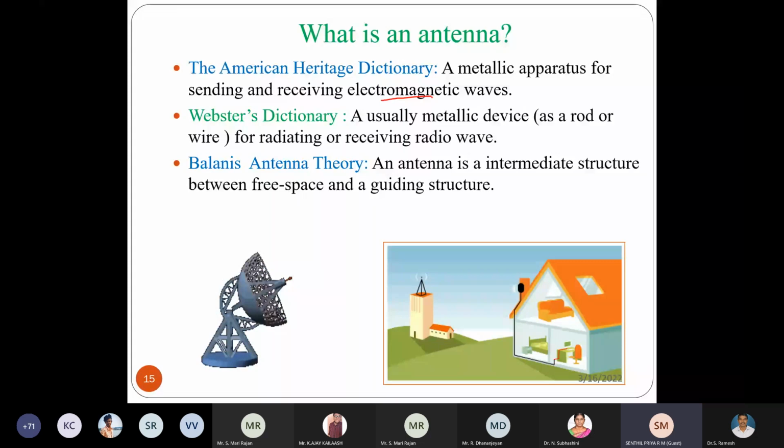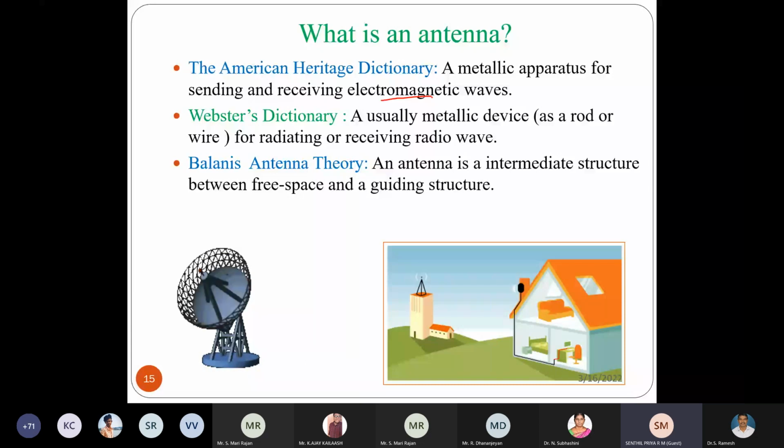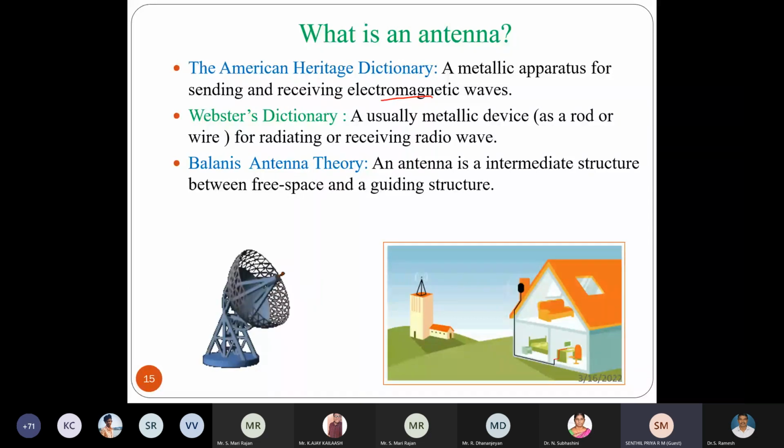So you can see an antenna here, we can transmit and receive signals. It can also be an electromagnetic transducer, so it can transmit and receive the signals. One form of energy can be converted into another form, so it can also be an electromagnetic transducer.